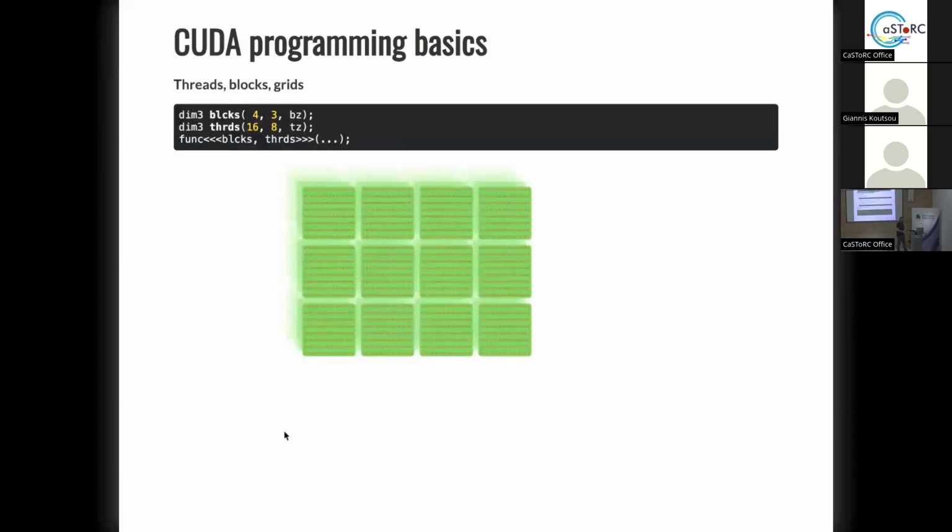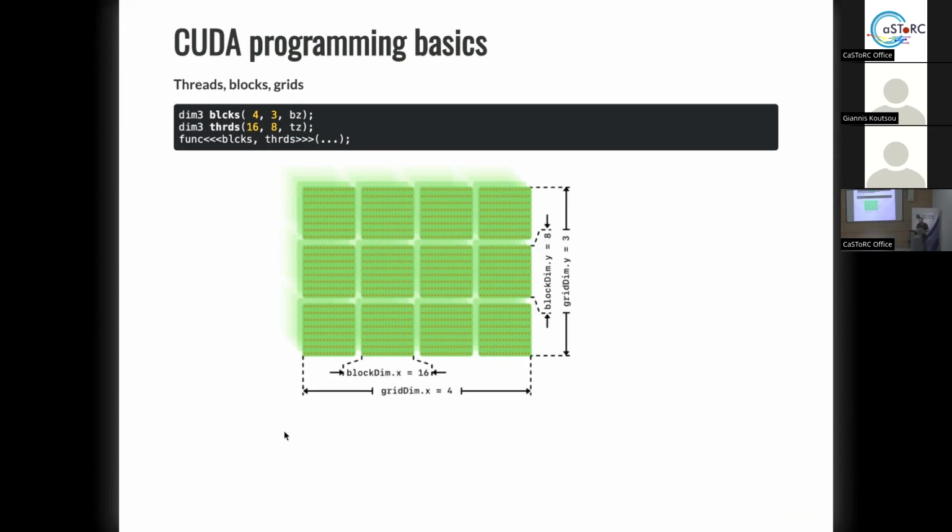As I said, this can also be three-dimensional. So you can also imagine that this is three-dimensional, right? So if you imagine that each green square here is a block, okay? And each orange dot is a thread inside the block, right? Then those are the dimensions for this case. So there's 16 threads horizontally. There's, what is it, 8 threads vertically. There's 4 blocks horizontally, and there's 3 blocks vertically, okay?